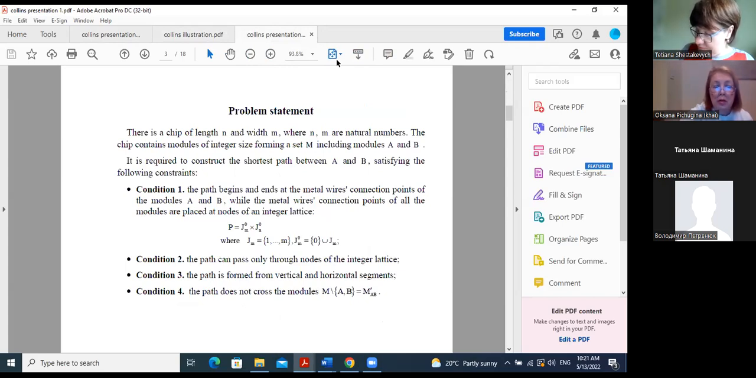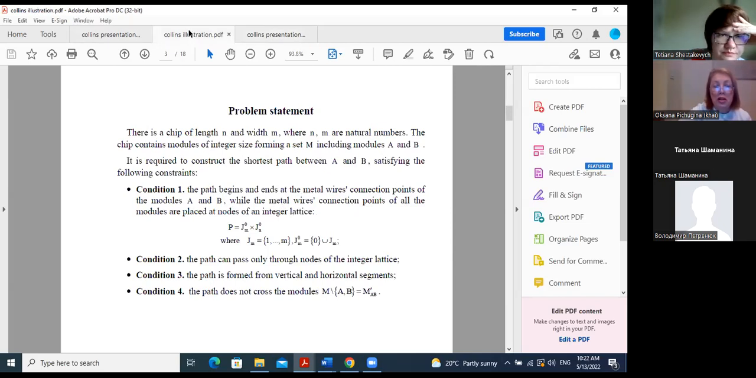Here we attack routing problems, and it is formulated like this: there is a chip of length and width, which are natural numbers. The chip also contains modulus of integer size, which form a set M. Among them are modulus A and B. It is required to construct the shortest path between modulus A and B which satisfies the following constraints. Condition one: the path begins and ends at a metal wire connection point of the modulus.